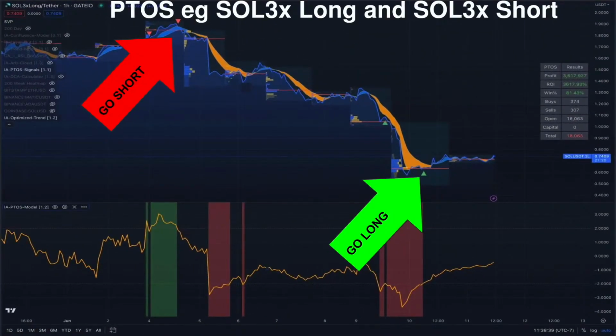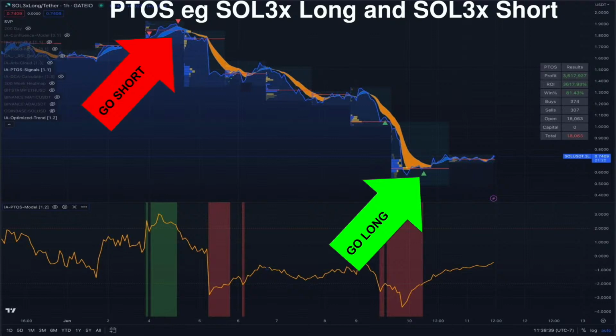You can see the UI is a bit different. The bottom is the model that does the calculations. The top is the graph line that throws your buy and sell signals. So for example, just for giggles, I threw in there Sol 3x long versus Sol 3x short. I used this very recently, actually, this week, and the red flag tells you to go short Solana. And you can do that by ditching your long position and buying the Sol 3x short.